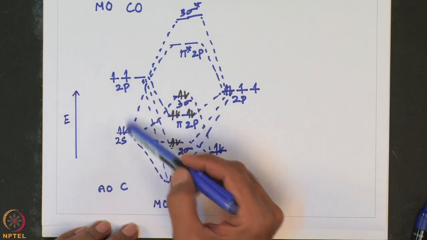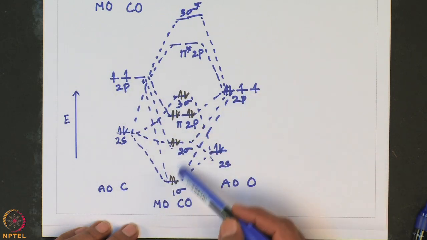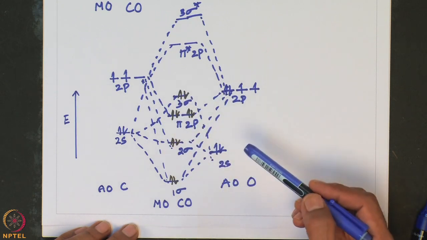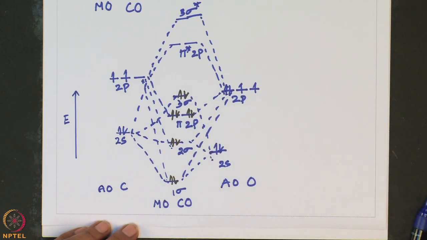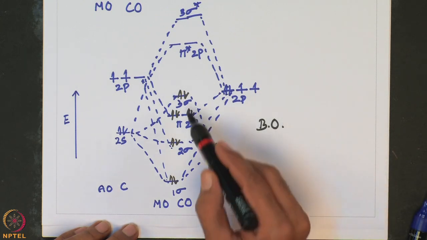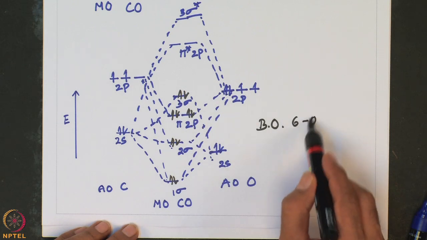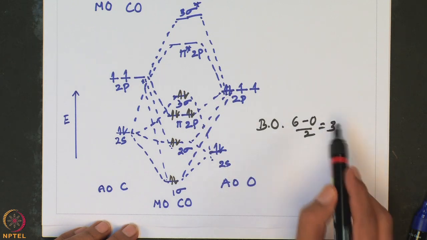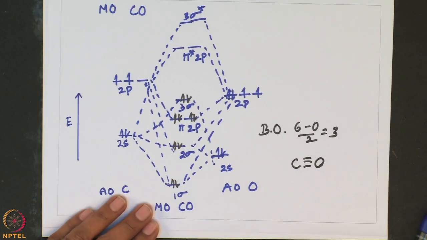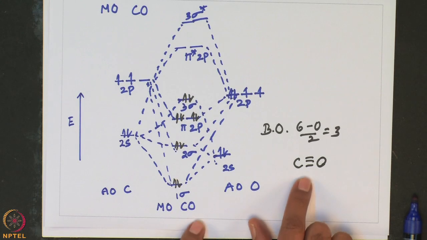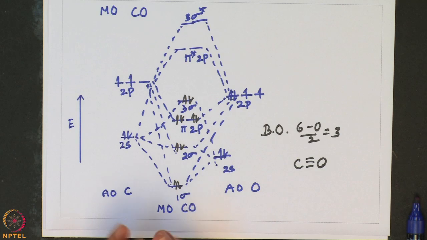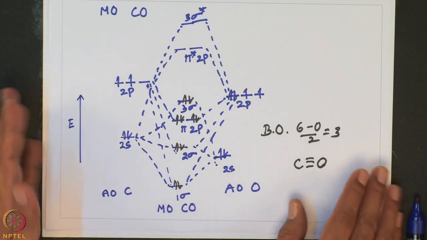Now, we have a total of 4 plus 6, 8 electrons, and they are filled here: 2, 4, 6, 8. Now, let us look into the bond order. 6 minus 0 by 2, this is 3. So, this represents very clearly 3 bonds between carbon and oxygen, out of which one is sigma and 2 are pi, which can also be seen here. Same information we got from valence bond theory.